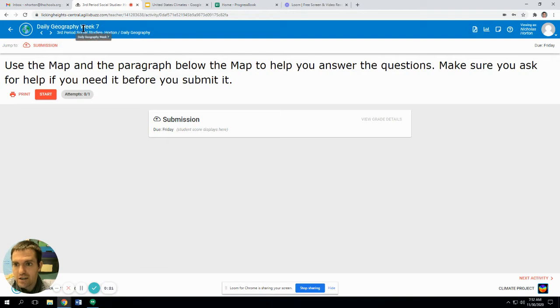Alrighty, so in your Daily Geography Week 7 in your Buzz app, the directions say use the map and the paragraph below the map to help you answer the questions. Make sure you ask me if you need any help before you submit it, because you're only going to get one try to submit it.